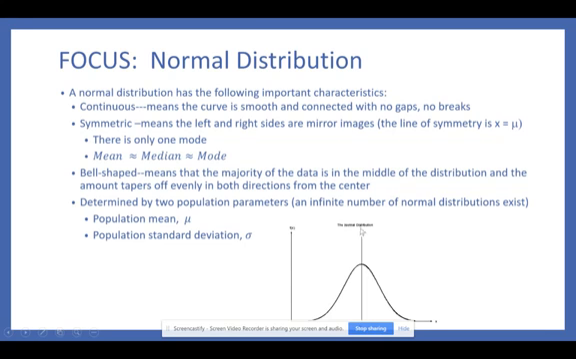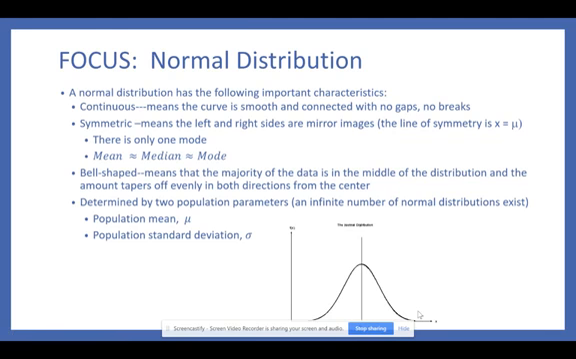Additionally, the normal distribution is symmetric, which means the left side and the right side are mirror images. If you could fold it in half, you couldn't tell the left from the right. It also means, as we learned earlier, that it is unimodal. There's one mode, and the mean, the median, and the mode are approximately the same value for a symmetric distribution. The normal distribution is also bell-shaped, meaning that the majority of the data values are in the middle, and the amounts taper off on both the low and the high end.